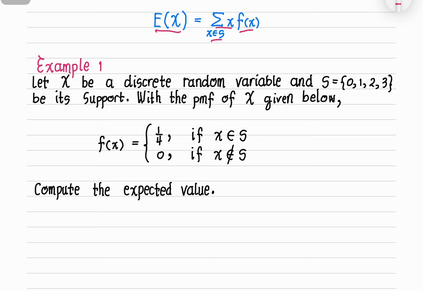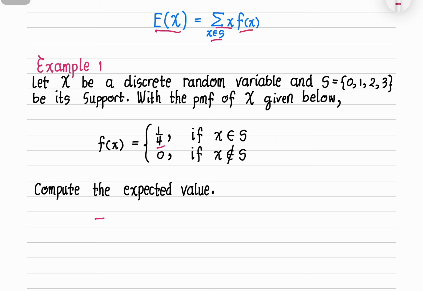Okay? So, guys, as we notice, our probability here is 1/4, right? So, 1/4 if x is an element of the support, so ang ibig sabihin, yung x natin dito ay yung 0, 1, 2, and 3. Then the probability is 0 otherwise, or if x is not an element of S. To compute the expected value, of course, we will get the summation of x times f of x. So use the formula above.